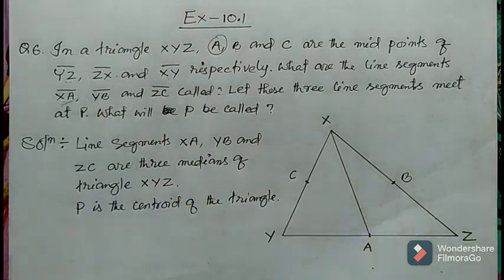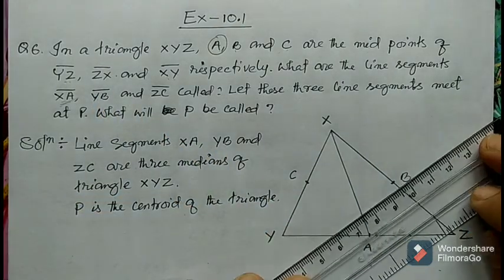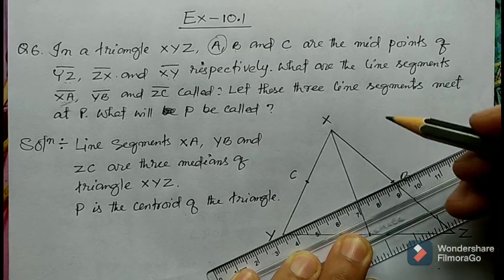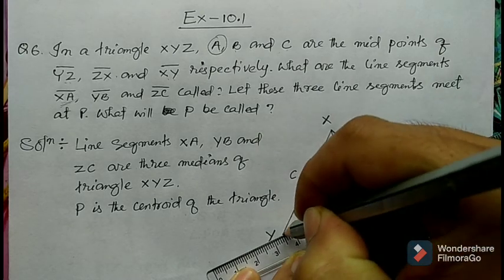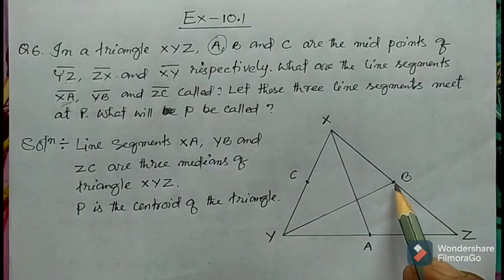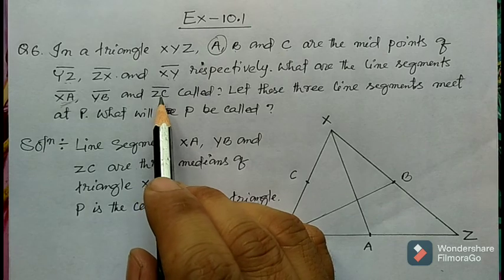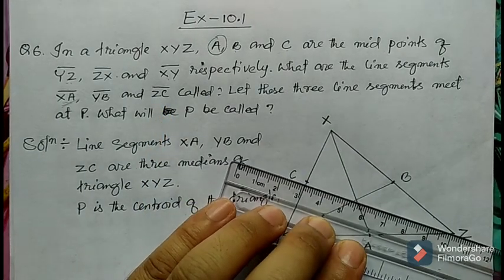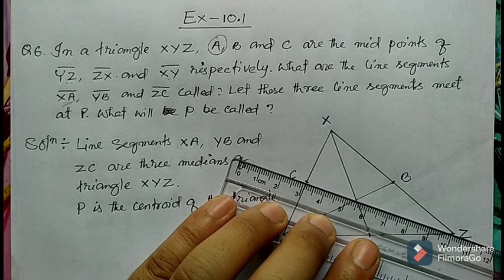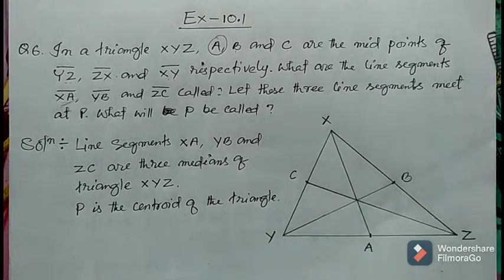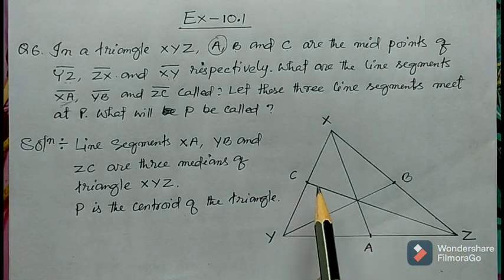Like that, YB. How do you get YB? Again, let's join vertex Y and midpoint B. Then we get a line segment. This YB is also another median. And next, ZC. To get ZC, we have to join vertex Z and middle point C. So again, let's join them. Joining them, we get another line segment called ZC.